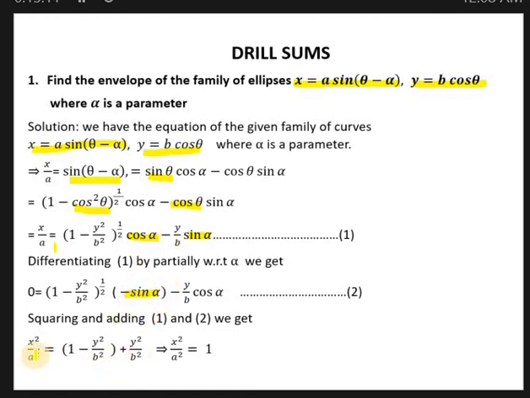So the equation reduces to x square by a square is equal to 1 minus y square by b square plus y square by b square. So this y square by b square and this y square by b square cancel. Hence x square by a square is equal to 1. Now this is nothing but x square is equal to a square. Hence x is equal to plus or minus a is the required envelope.